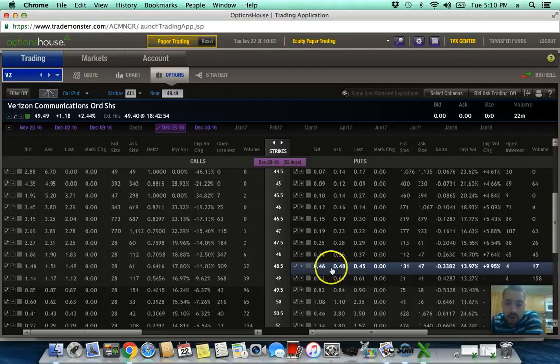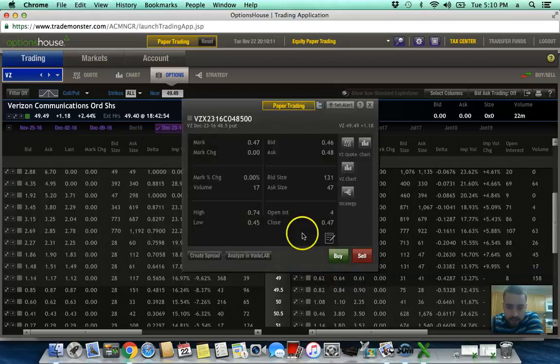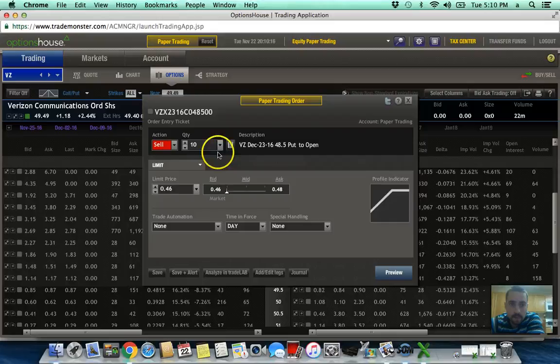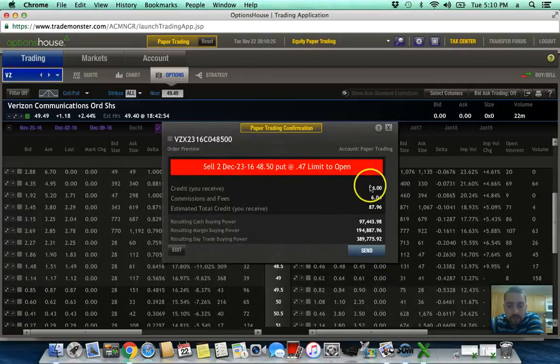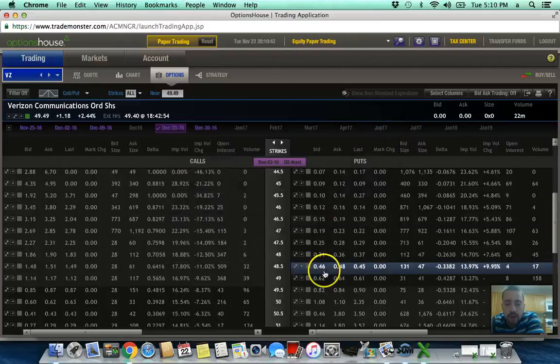So let's say you do two contracts, or you could actually make the contract right here. You just go to sell, and then we would go two contracts. This is a paper account, so I'm not actually doing anything. But I'd go right to the limit price, let's say 47 cents. I'd go preview, and the credit I would receive is $94. And you pay a little bit of commission and fees, so you've got to take that into effect as well. So I would collect 94 and total about $86 for taking on that. And once I did that, I can click send, and it would most likely go through. I would collect just under $100 for that month contract.